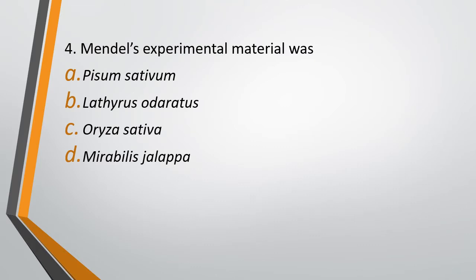Question 4. Mendel's experimental material was Pisum sativum, Lathyrus odoratus, Oryza sativa, Mirabilis jalapa. The correct answer is option A, Pisum sativum. And what's the common name of Pisum sativum? Right, garden peas. It was used by Mendel for his experiment.